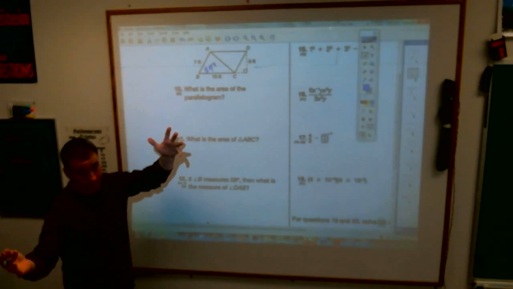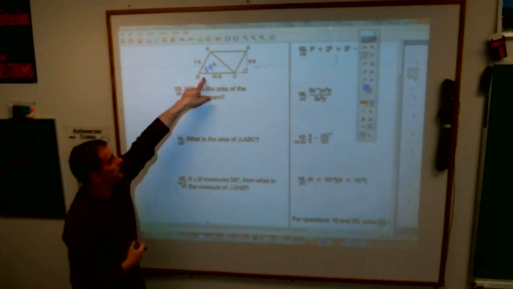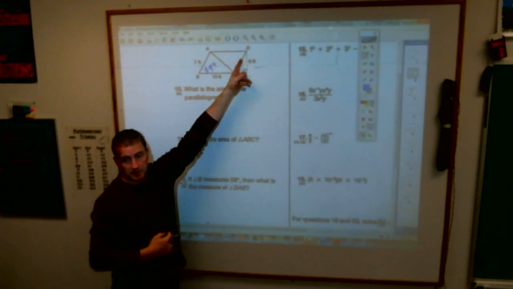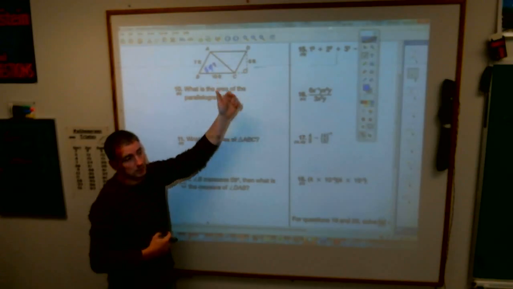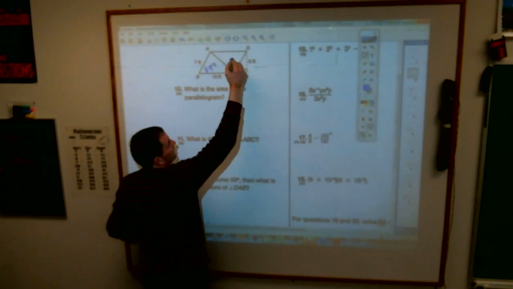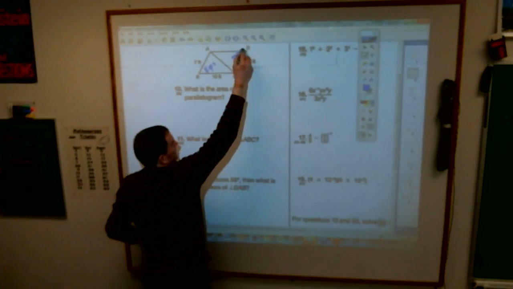Opposite angles are? D and B, B and D are opposite angles. What do you know about them? They're the same. They're equal. If B is 59 degrees, then D is 59 degrees.